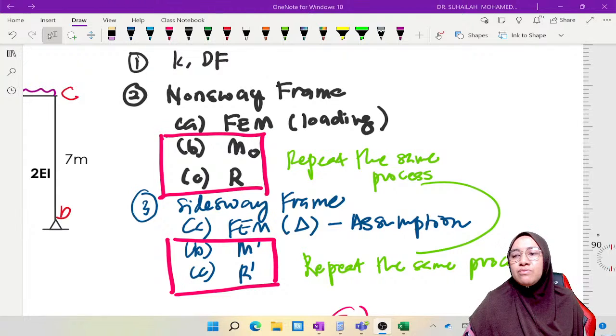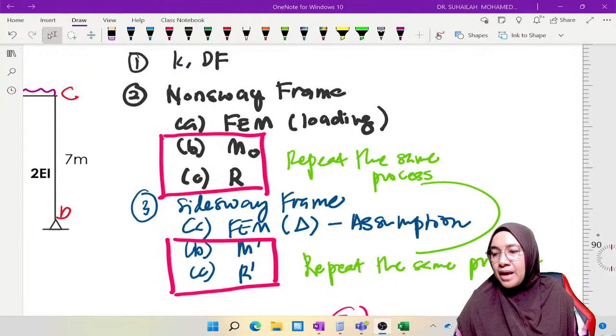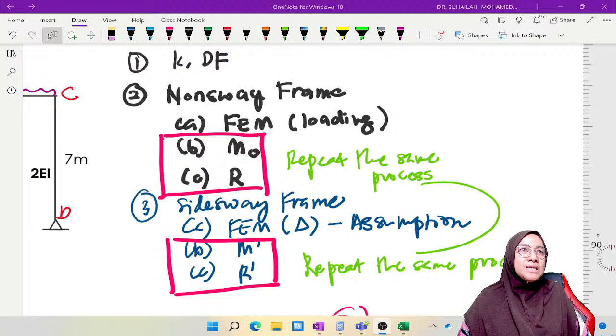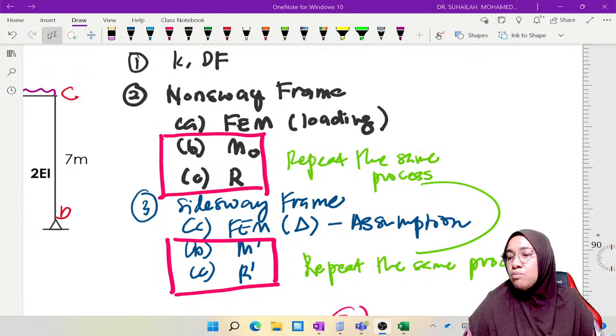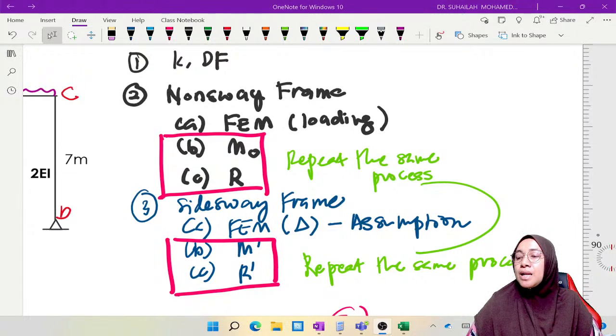Okay, where we have to consider FEM due to loading. When we consider FEM due to loading, we just need to substitute the value into the formula. So the FEM that we have calculated, we put into the table, because FEM is the first member end moment in the table, and then we will start the distribution process. And remember that the moment that we distribute is not the member end moment, but the joint moment, and joint moment is always opposite to member end moment.